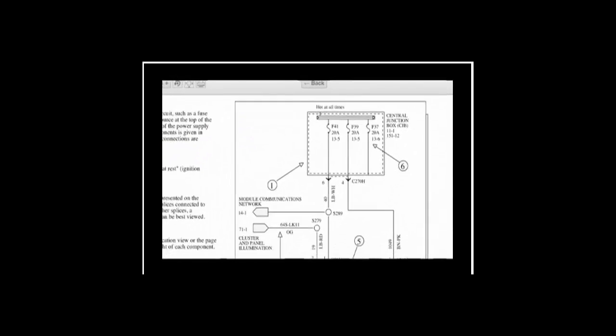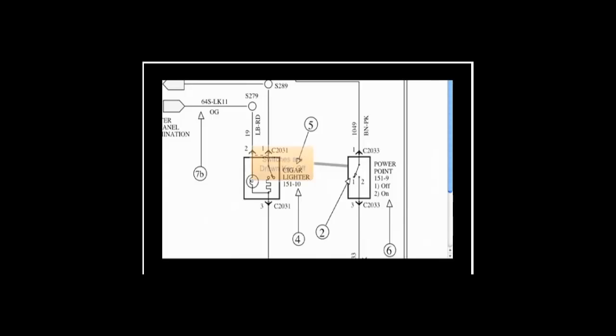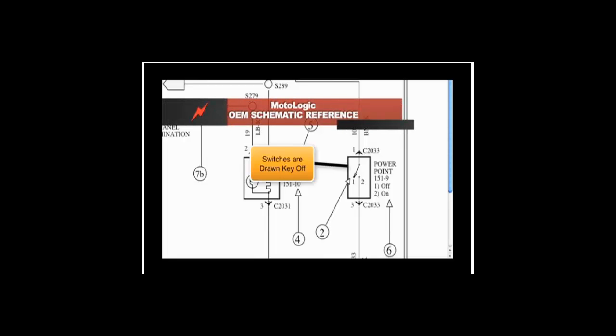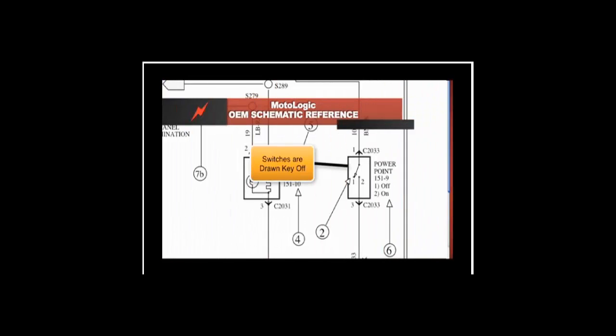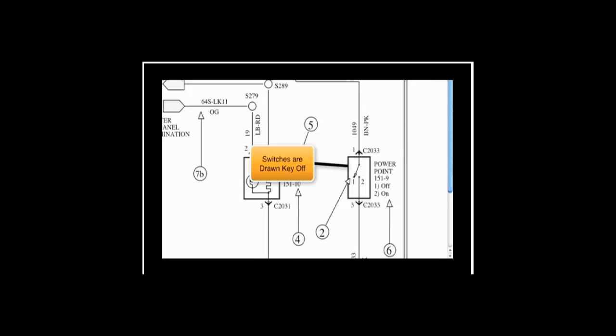Secondly, all of the switches, according to the explanation by Ford Motor Company, are drawn key off. You'll notice to the right of this box where it says 1 and 2, it says PowerPoint with a specific numeral reference, and then it says 1 off and 2 on. Mostly all schematics, when you read through the switches, are drawn within the schematic key off, never key on unless they tell you that the key is on. So in this particular circumstance, the switches are drawn key off.